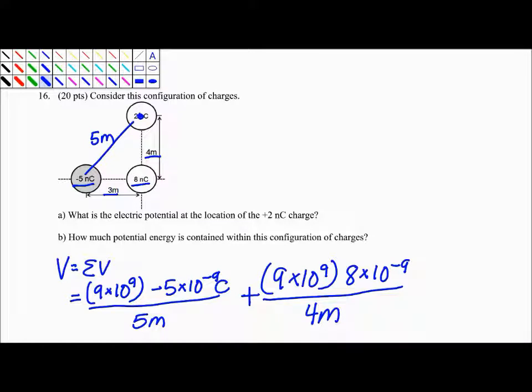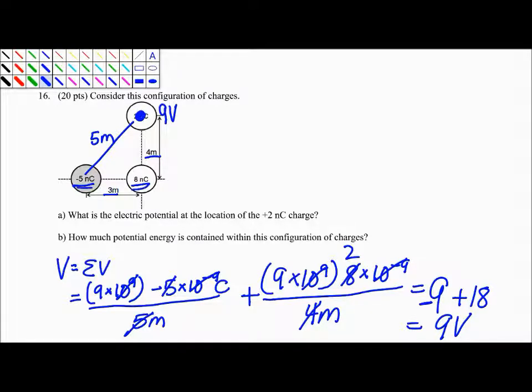So let's see here, I can cancel some things. The 5 cancels there. This cancels with that. So this is equal to, the first one is just 9. And then this cancels with this, leaves a 2. -9 plus 18, that's equal to 9 volts. So the electric potential at this point is equal to 9 volts due to these two charges.